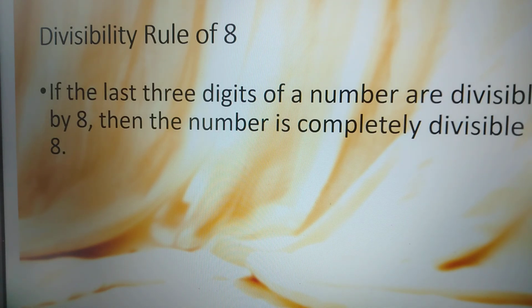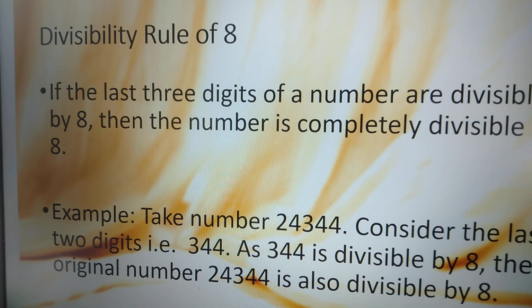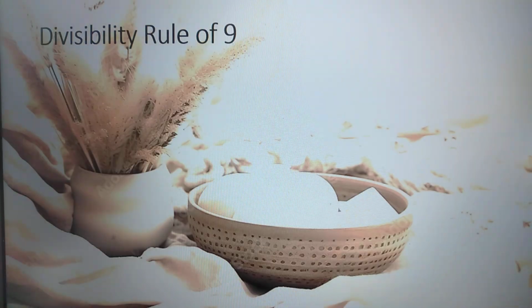Divisibility rule of 8. If the last three digits of a number are divisible by 8, then the number is completely divisible by 8. Take the number 24,344. Consider the last three digits, 344. 344 is divisible by 8. The original number, 24,344, is therefore also divisible by 8.